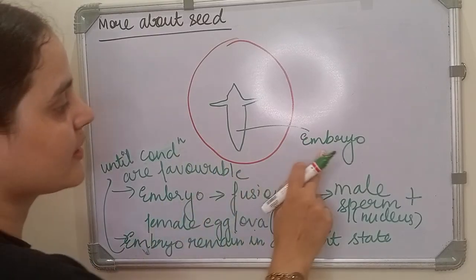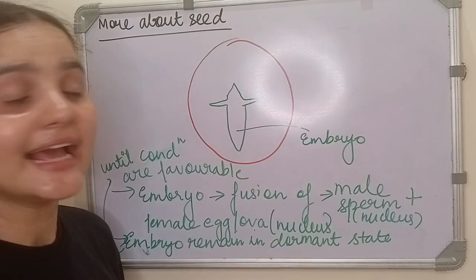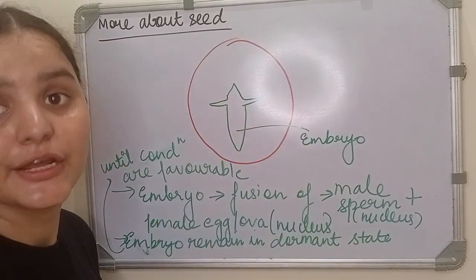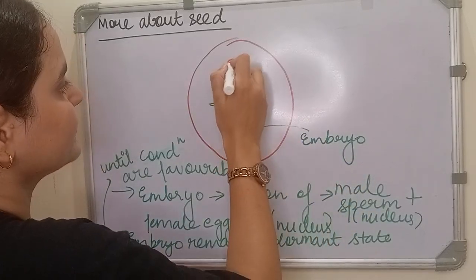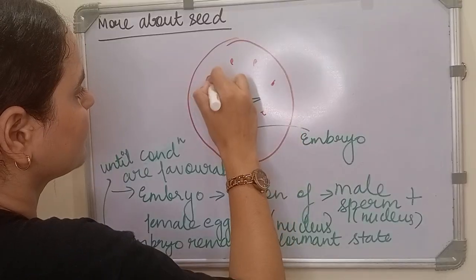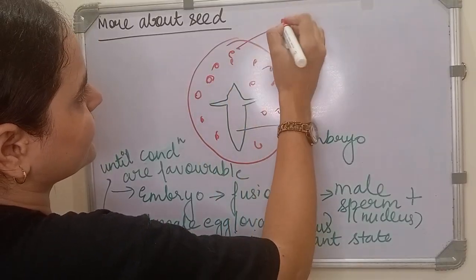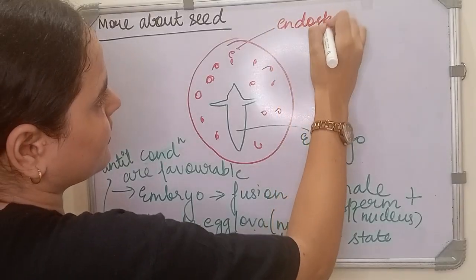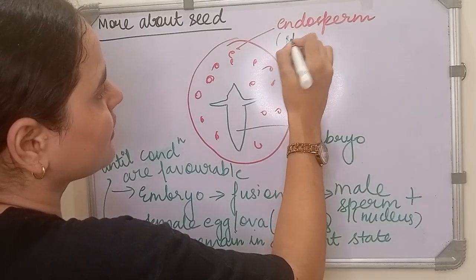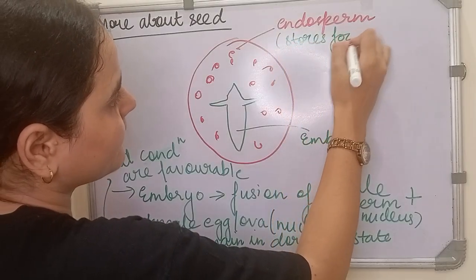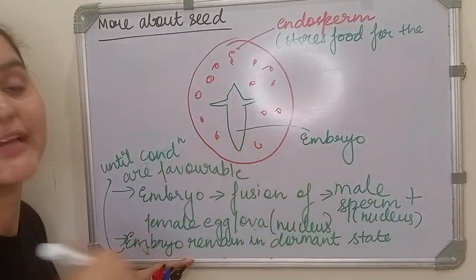Now this embryo also needs food, so the seed has endosperm present which provides the food to the growing embryo. So we have this whole endosperm present. It stores food for the nourishment of the growing embryo.